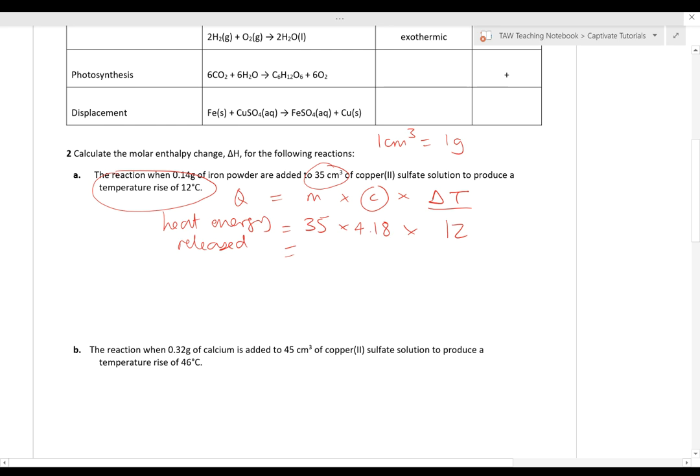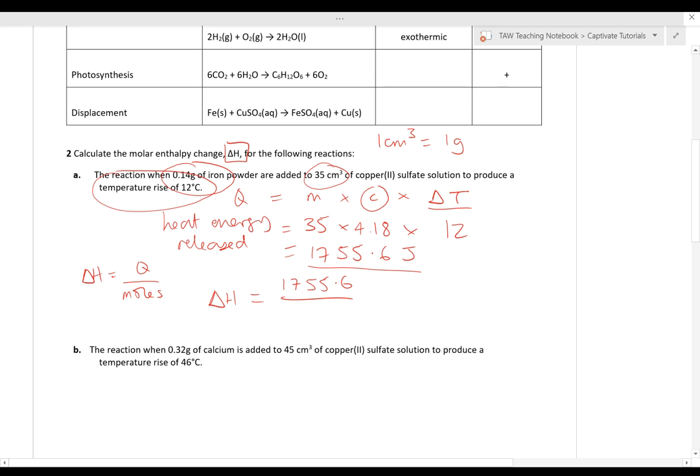If we put that all into a calculator, 35 times 4.18 times 12, we get an answer of 1,755.6 joules. Now we need to calculate delta H, so molar enthalpy change. We use this equation: delta H equals Q, which we've just calculated, over moles. So in this reaction, delta H equals Q, which is 1,755.6, over moles.